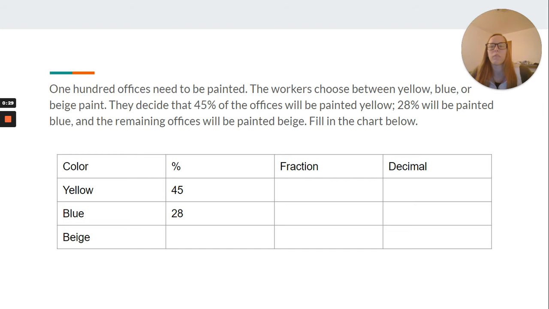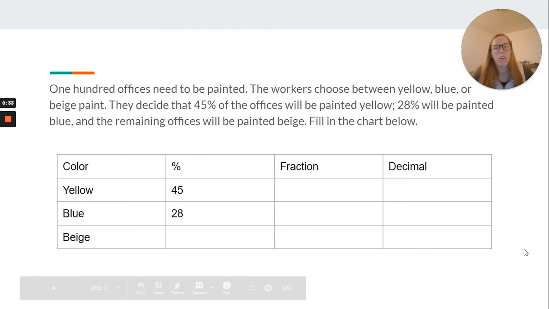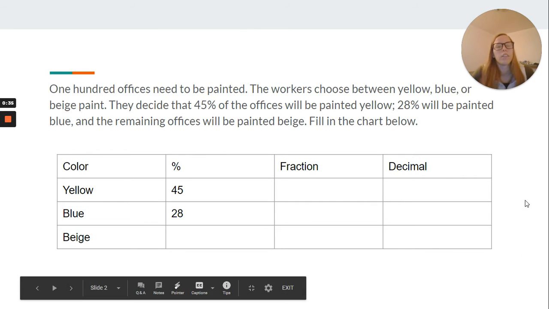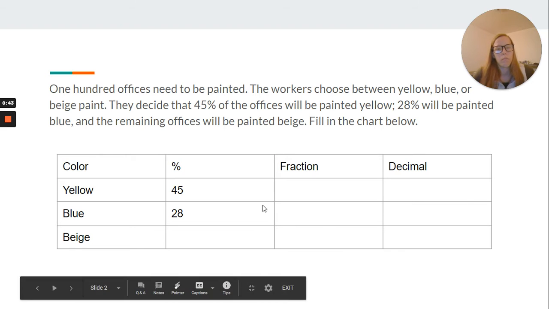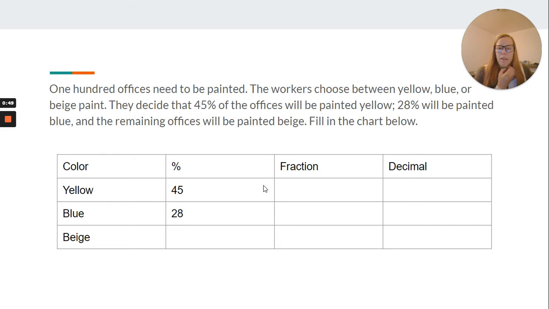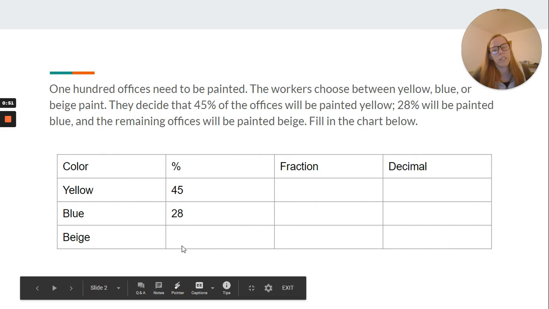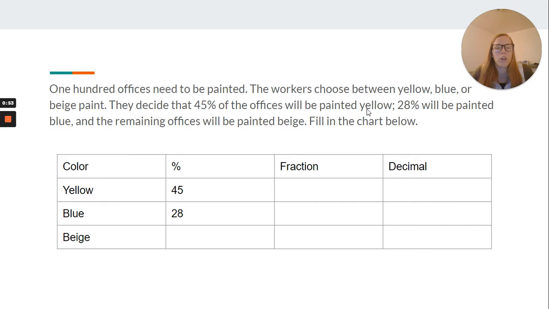So, lessons 24 and 25. So we have 100 offices that need to be painted. The workers choose between yellow, blue, or beige paint. They decide that 45% of the offices will be painted yellow. So we have 45% down here. 28% will be painted blue, and the remaining offices will be painted beige. So we need to find out what that difference is. And then it says fill in the chart below.